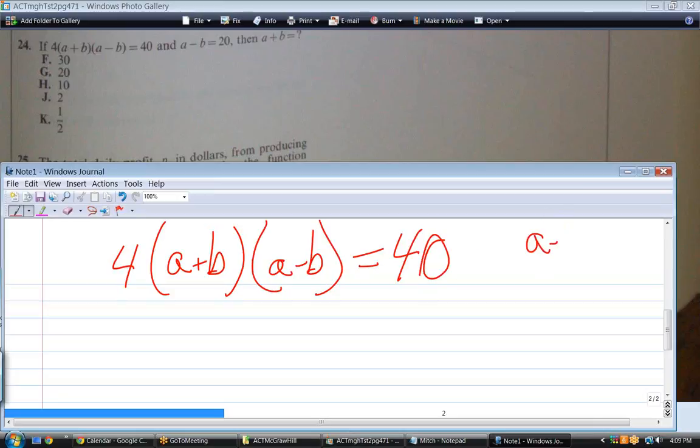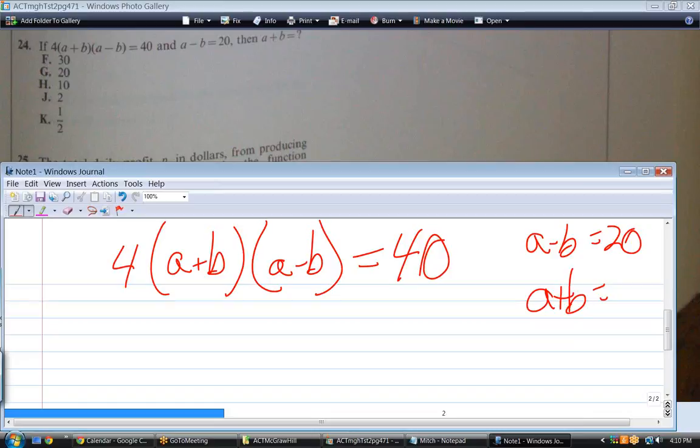And A minus B equals 20, but they want to know what A plus B is. Now that doesn't mean you have to solve for A or solve for B. All you have to solve for is A plus B. We may not be able to solve for both A and B, but we can certainly solve for A plus B. All right.